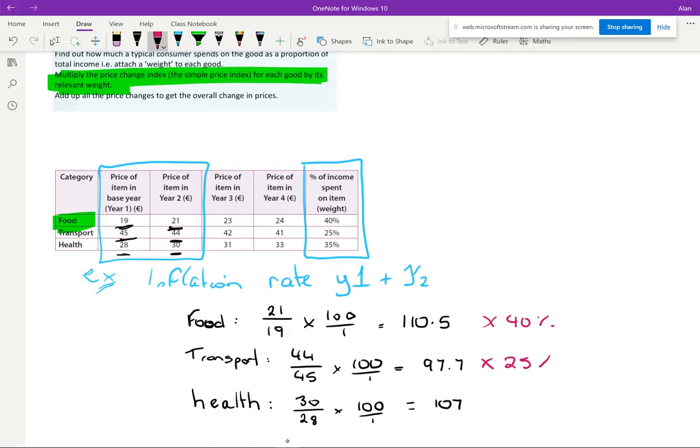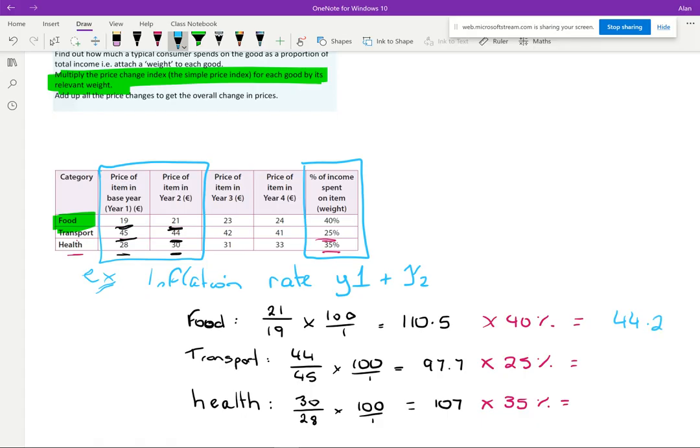It's like anything else you see in maths. The first time you see it, it looks a bit tricky, but you're going to do this for me about 10 times. So we multiply each of these: food by 40%, transportation by 25%, health by 35%, equals, what's my answer? So again, let's go back to our sums. 110.5 multiplied by 0.4, which is 40%, which gives us 44.2.